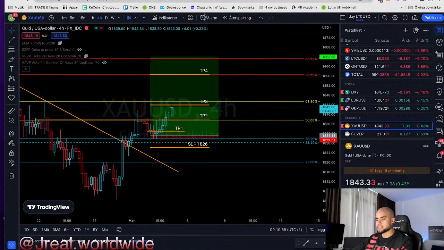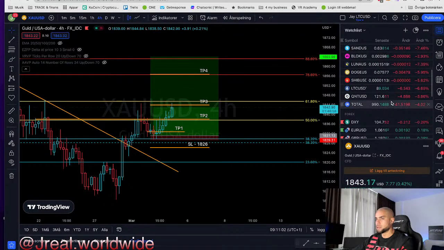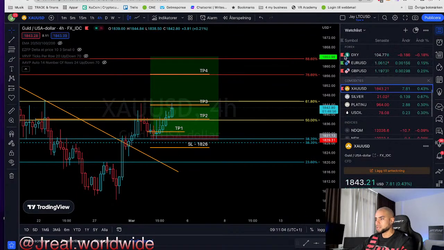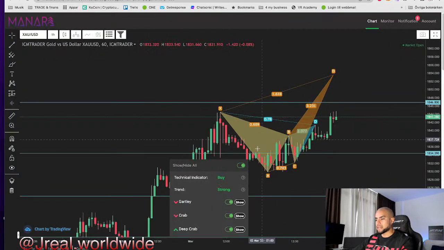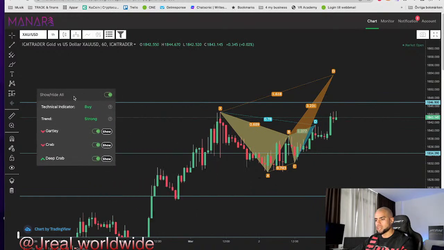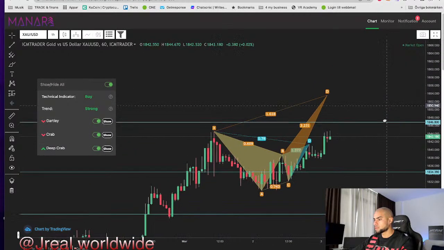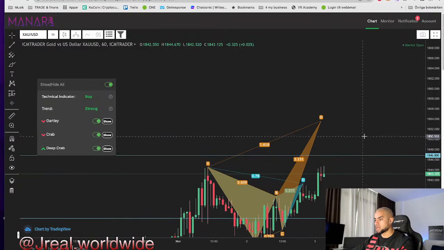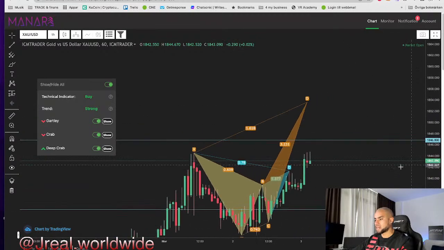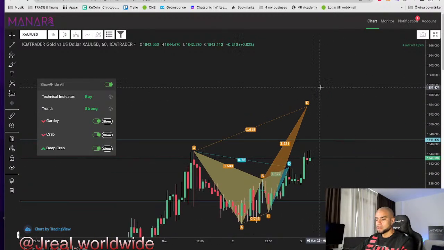All right, guys. So now we've recapped what happened yesterday on the trades. It's been a very good week, but let's look if we can catch something for this morning. I was looking at gold. We're looking at Manara right now. For y'all that don't know what this is, it's an AI scanner that scans the market for patterns. One of my favorite tools when day trading.